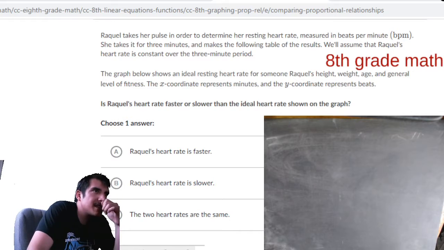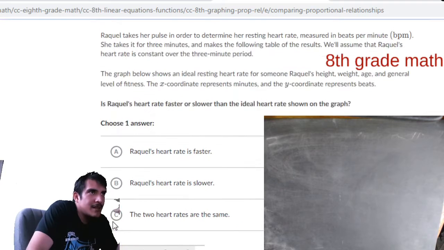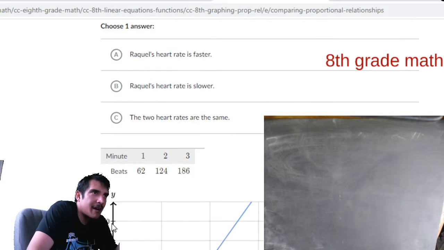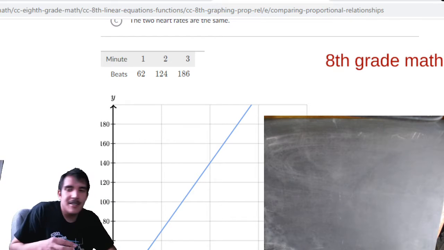Wait, I don't see any table. They said that she made a table. Oh, the table's down here. Okay. Hold on. So the question is, is Raquel's heart rate slower or faster than the heart rate shown on the graph? Let's look at this picture here. The table up here is Raquel's heart rate.